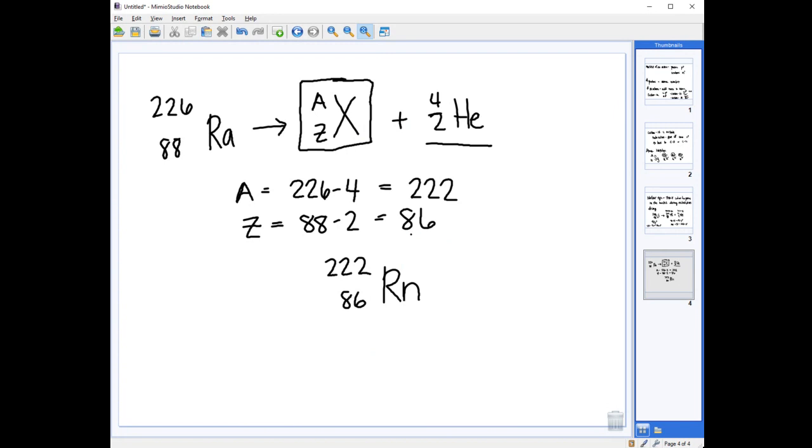For radioactive decay, or these nuclear equations, we're going to look at what we have to begin with, which is going to be on the left side of the equation, and then we're going to look at what we're left with after some type of decay. So if it undergoes alpha decay, then we know that that results in a helium particle that's going to be emitted from the nucleus, and we have to figure out what's left. And in this case, it was radon-222.